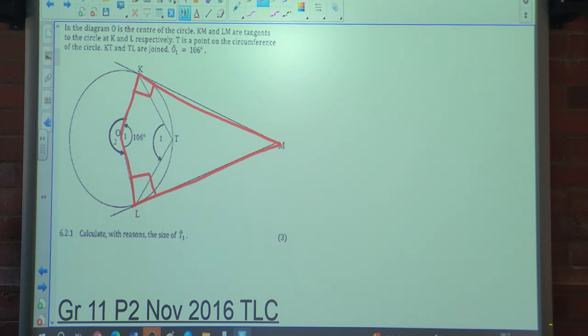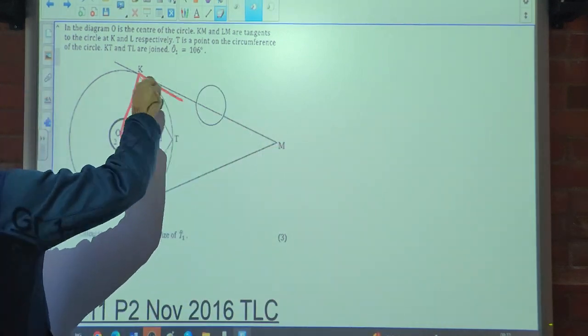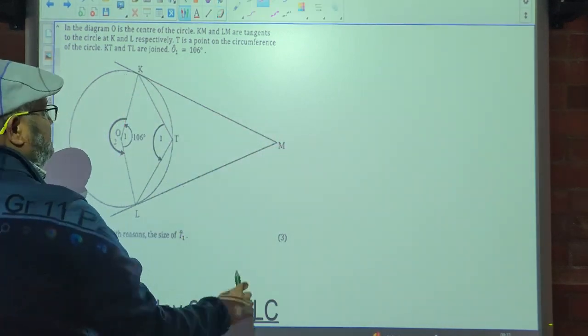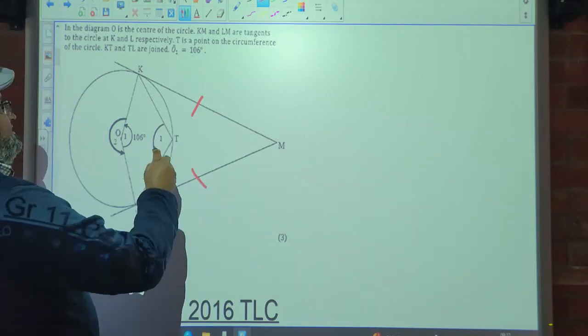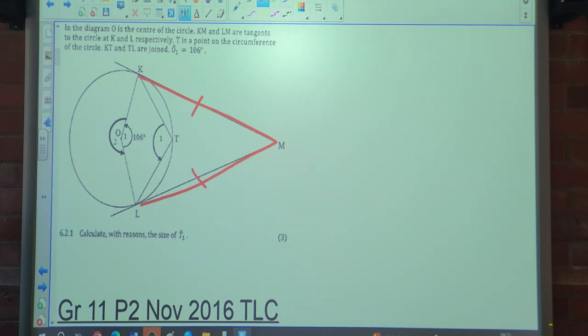It's a cyclic quad. Why? Opposite angles are equal in this quad. Opposite angles are supplementary. Okay, well done. Also, if these are two tangents, what else do we know? We know that that length is equal to that length. KM is equal to ML. Why?